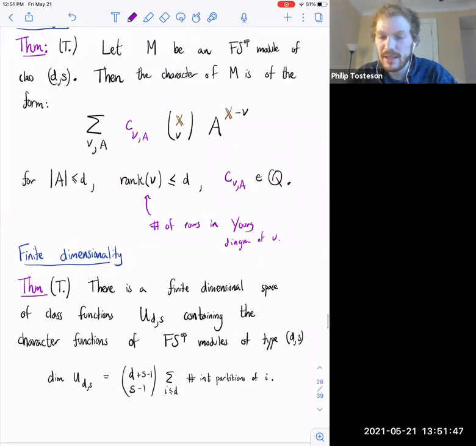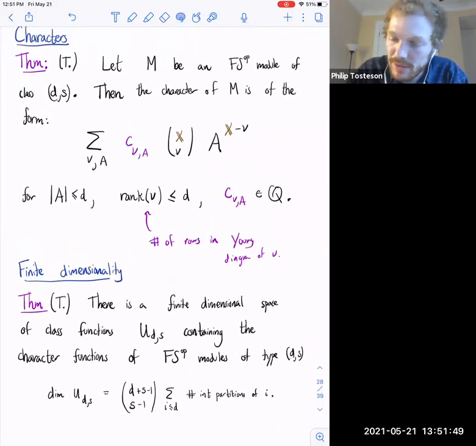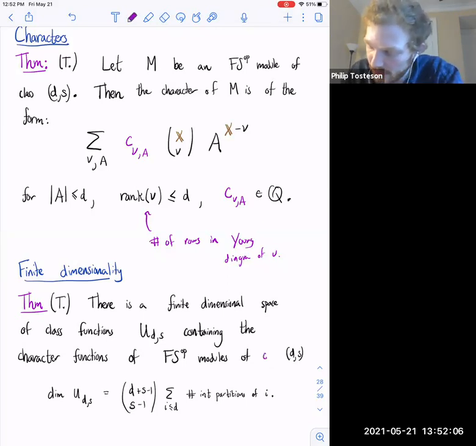The second theorem is a finite dimensionality theorem. And for this, you need more than just the differential equations I mentioned before. You also need another fact about FSop modules, but you can show that there is a finite dimensional space of class functions UDS, which contains all of the character functions of FSop modules which have class DS. And its size is given by some binomial coefficient times the number of integer partitions of size less than or equal to D.